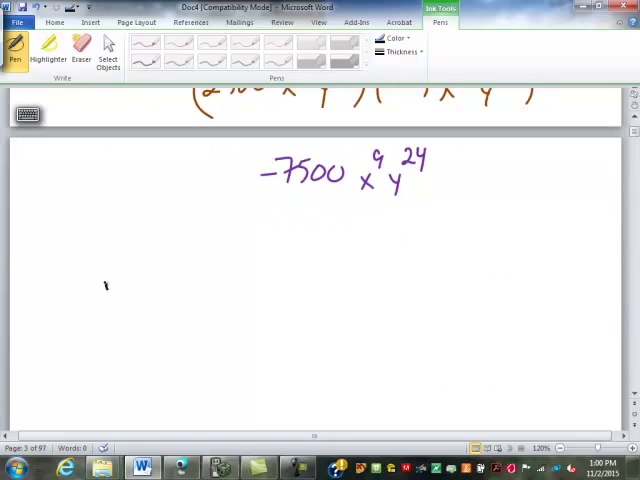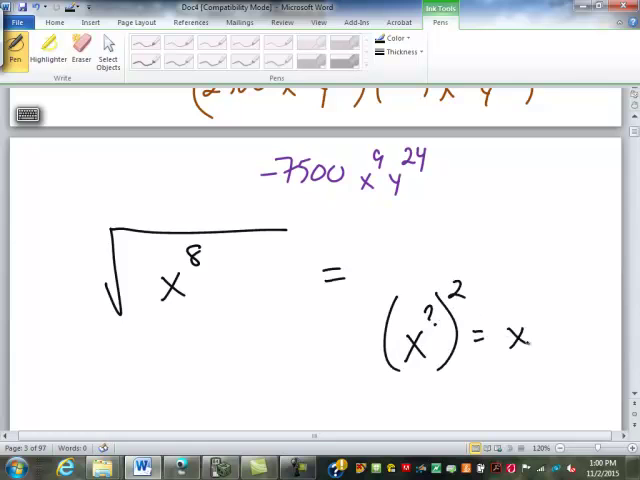So, what's this going to be then? Now remember, when we're asking for a square root, it is asking us what thing squared is going to equal that. X to what power squared is going to equal x to the 8? 4, yeah, because 4 times 2 equals 8. So this is x to the 4th.